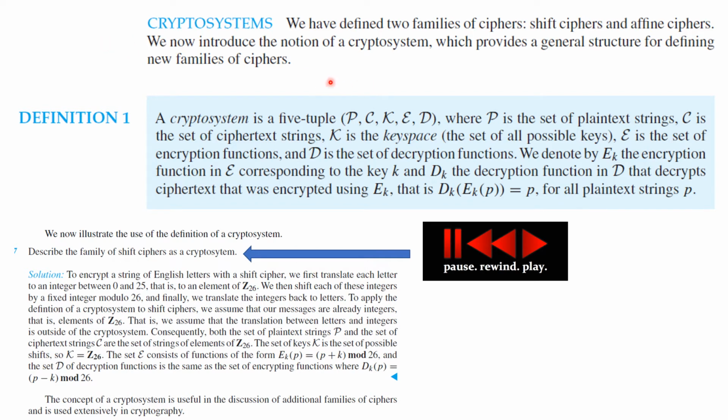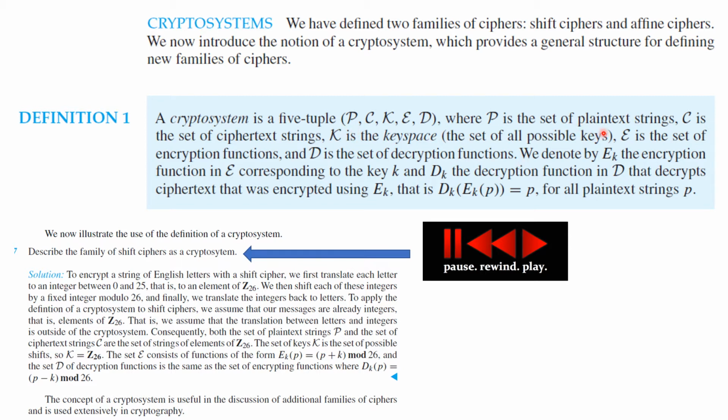Cryptosystems are the general vocabulary and structure that we have, but so far we've defined two families of ciphers, a shift cipher and an affine cipher. We also talked about block ciphers, but now we introduce the notion of a cryptosystem, which is a general structure for defining new families of ciphers. So a cryptosystem is a five-tuple.